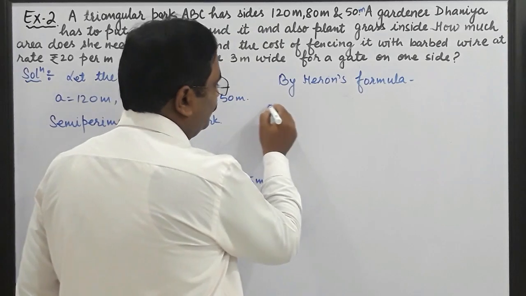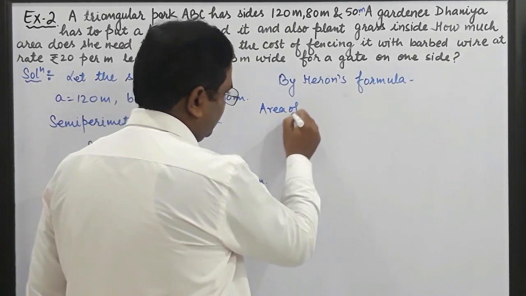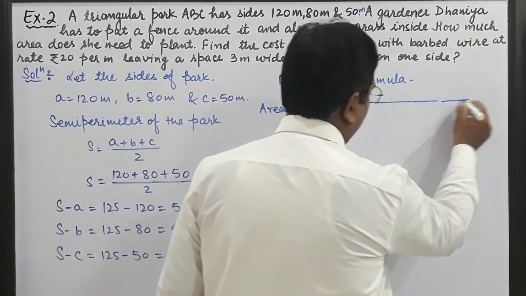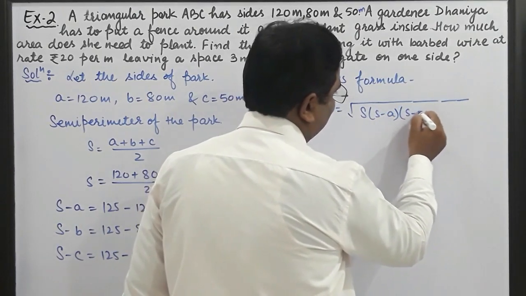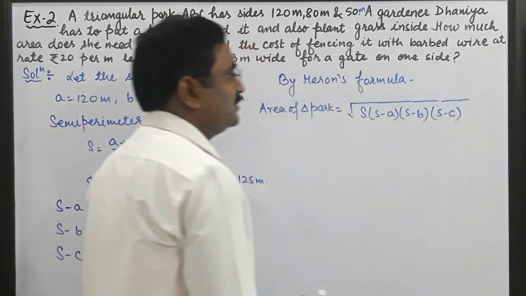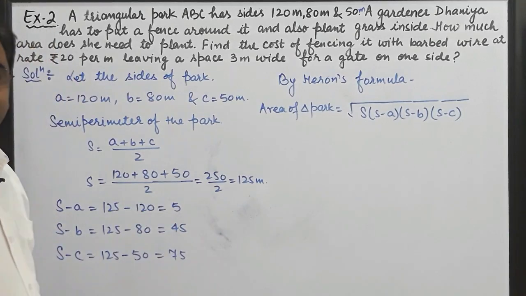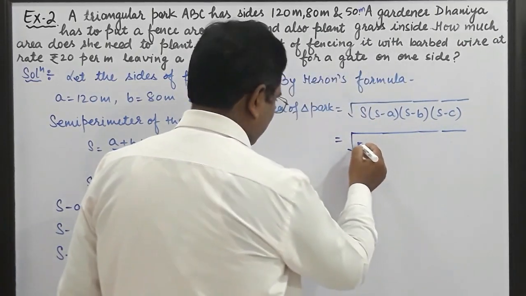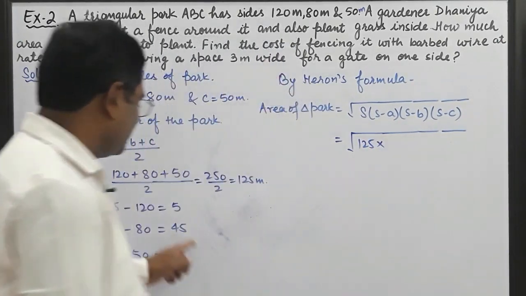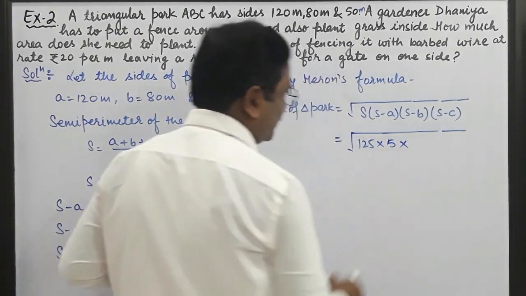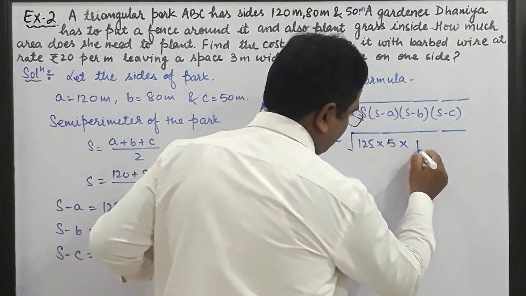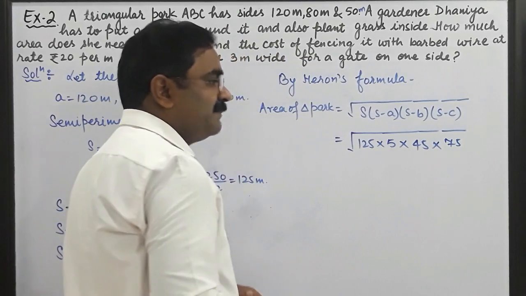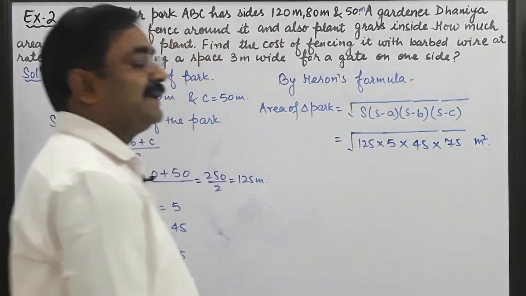By Heron's formula, the area of the triangular park equals the square root of s into s minus a into s minus b into s minus c. Let's substitute all the values we have already got: s is 125, into s minus a is 5, into s minus b is 45, multiplied by s minus c, which is 75. This meter square is the area of the triangular park.